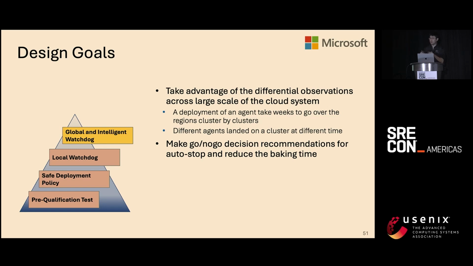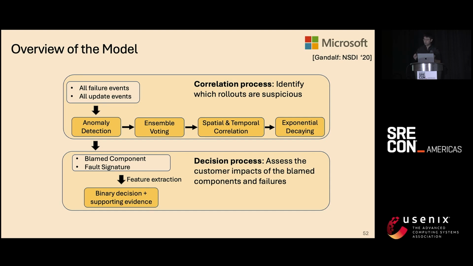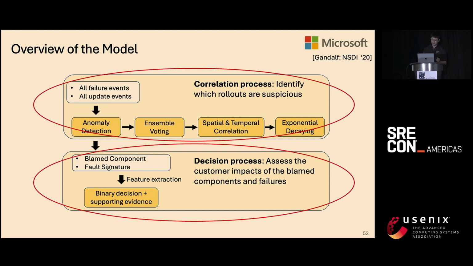What this does is look at the issues happening on different clusters and regions holistically, and then we use a certain kind of AI model to do correlation and decision making. For more detail, you can refer to the Gandalf paper in NSDI we published about 4 years ago. The idea is to leverage the scale of the cloud to do before and after analysis, spatial and temporal analysis, and exponential decaying analysis between the failures and the rollout, the changes across the cluster and globally, and then to understand the relationship there.